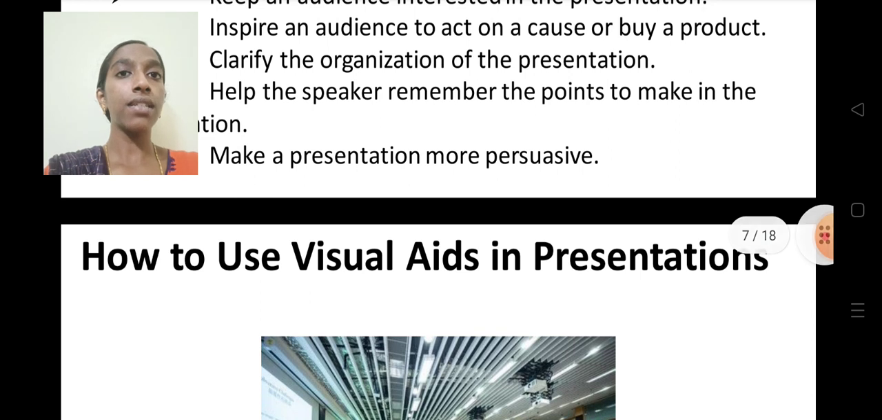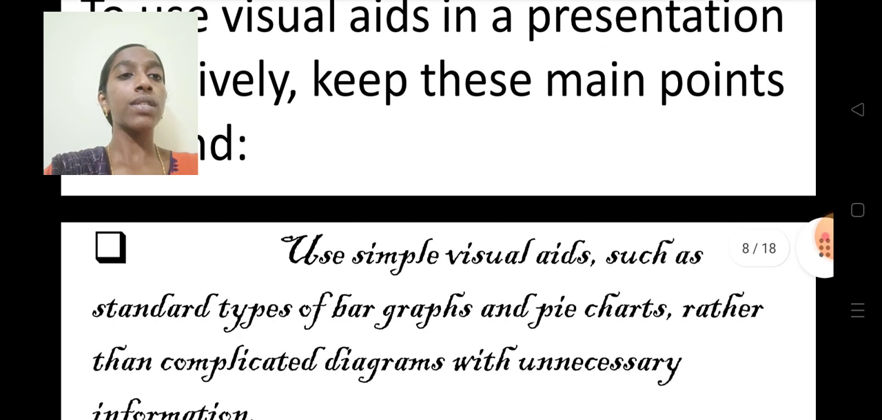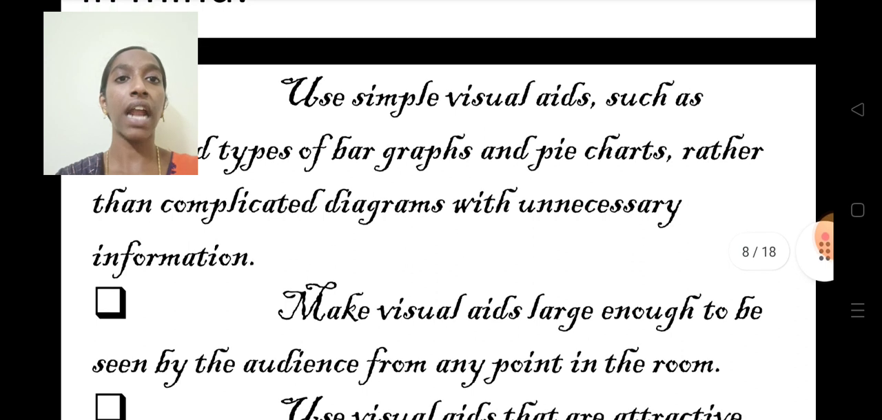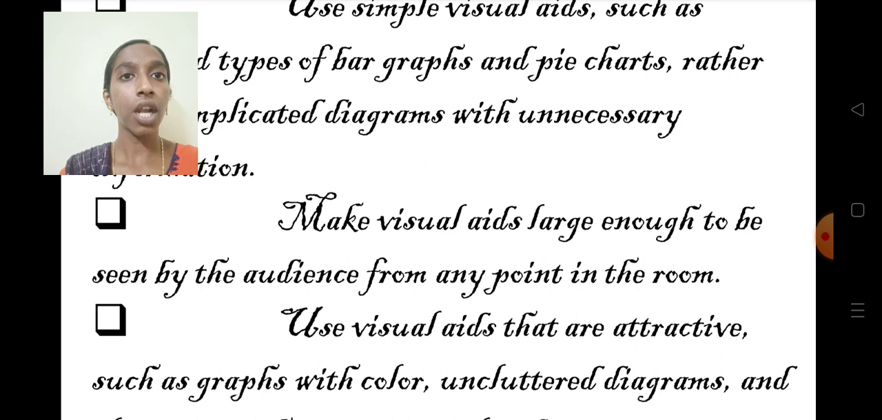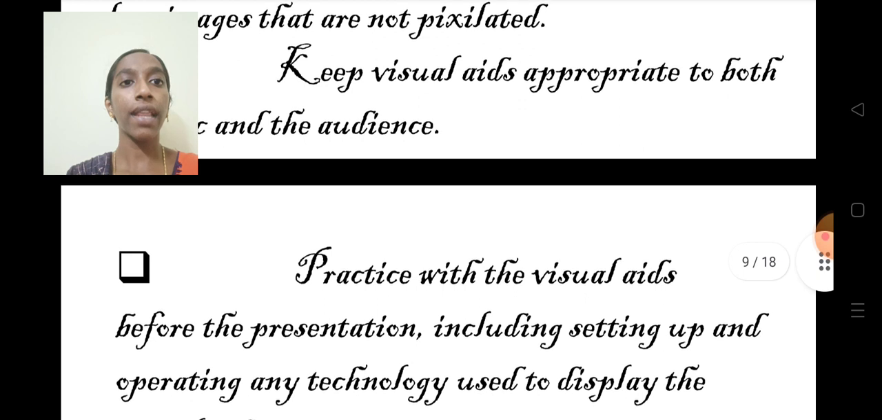How to use visual aids in presentations? To use visual aids in a presentation effectively, keep these main points in mind. First, use simple visual aids such as standard types of bar graphs and pie charts rather than complicated diagrams with unnecessary information. Second, make visual aids large enough to be seen by the audience from any point in the room. Use visual aids that are attractive, such as graphs with color, uncluttered diagrams and clear images that are not pixelated. Keep visual aids appropriate to both the topic and the audience.